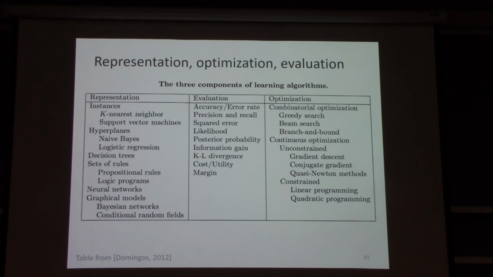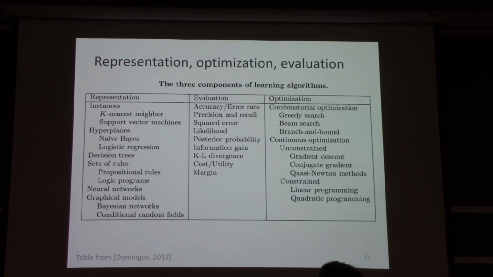You can think of machine learning, this table is from a paper by Pedro Domingos. You can think of any learning algorithm as having three components: a representation, an evaluation, and optimization. You can represent your classifiers. The first column here is what's your hypothesis space. Your hypothesis space could be nearest neighbors, or linear classifiers, or decision trees, or neural networks, or more complex things. You could evaluate your classifier in different ways. We looked at accuracy and precision and recall and the squared error, but there are other ways of evaluating your classifiers as well.